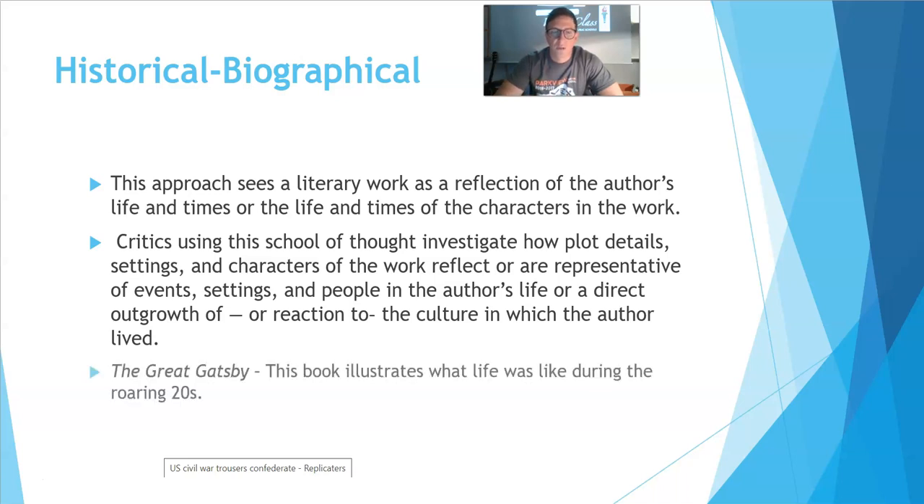Okay, so for example, The Great Gatsby. Okay, we can use The Great Gatsby to study it as a book that just illustrates what life was like during what's called the Roaring '20s. Okay, we can look at it within the context of the time in which it was written. It's almost like a snapshot of the culture and what people were like and what people were doing. And so sometimes we can't always apply our modern day perspectives onto a text.